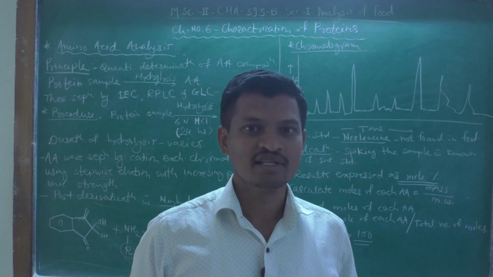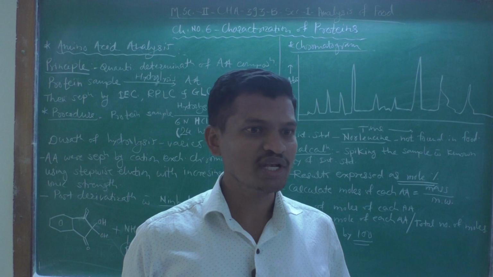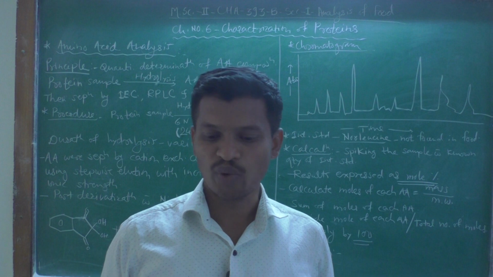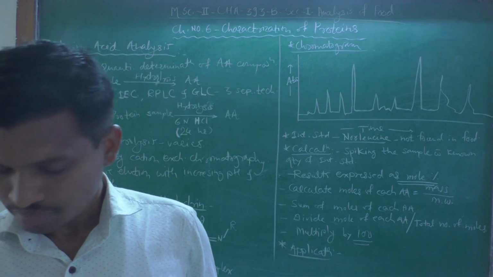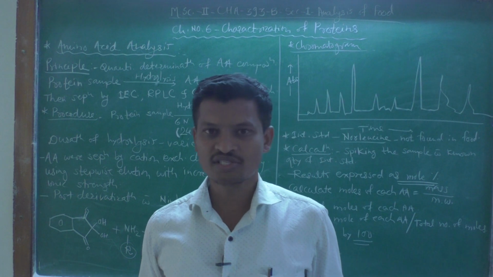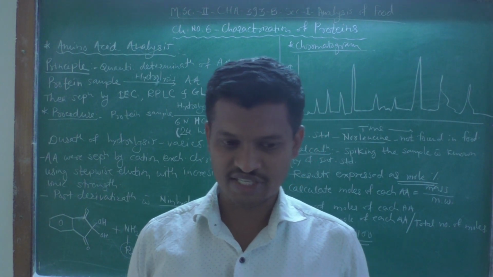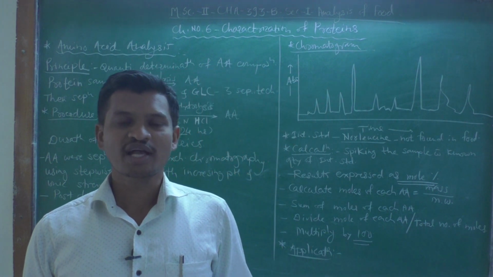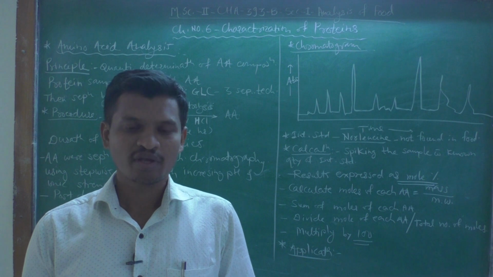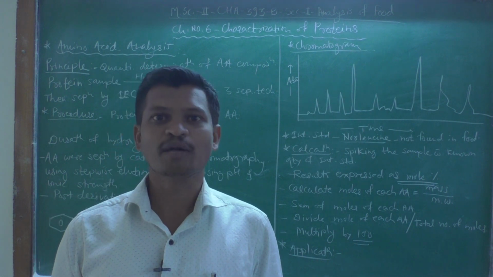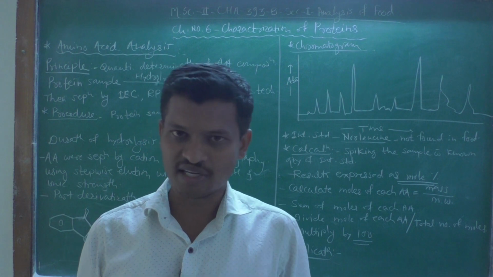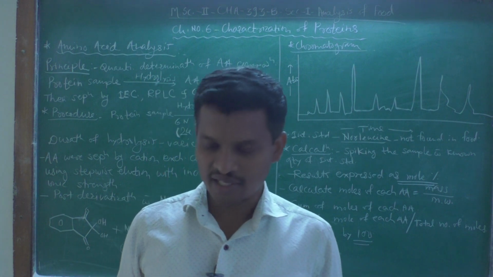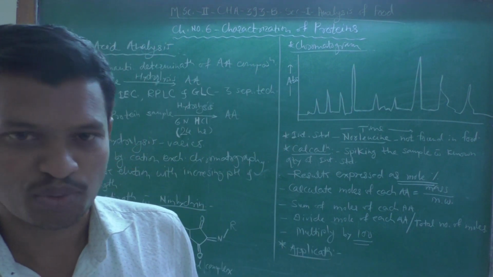In the last lecture we have completed the protein analysis part, and now we are going to start the characterization of proteins from this food analysis section. So what does characterization of proteins mean? It means determining which types of amino acids are present and how much they are present. When we get this information, the analysis is called characterization of proteins.